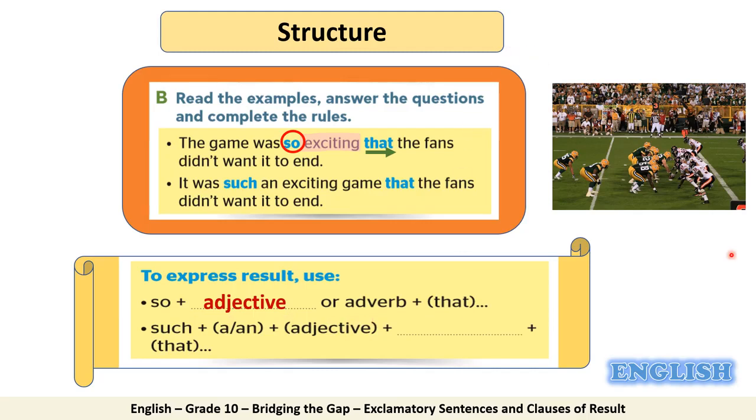In the second sentence, such is followed by an adjective plus noun. So we have the second rule: such plus a or an plus adjective plus noun and the that clause. Note that it can also have a noun without an adjective. So, to express clauses of result, we use the following structure.